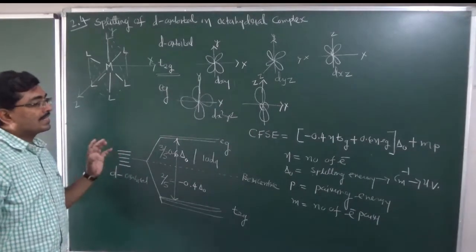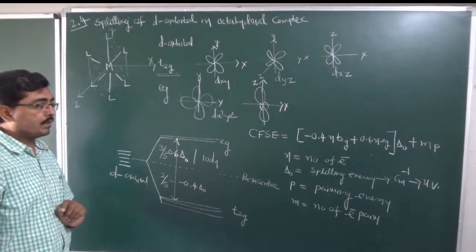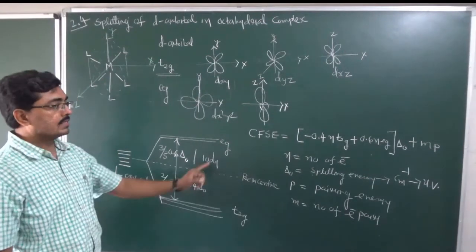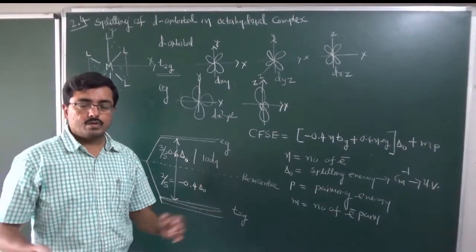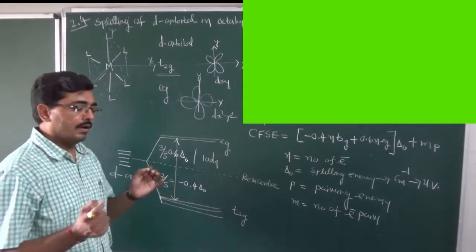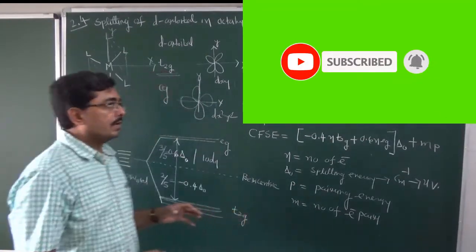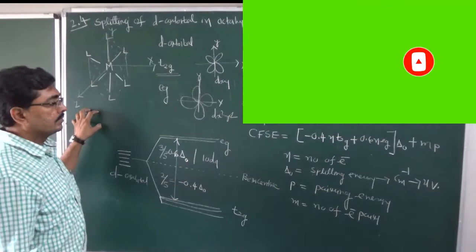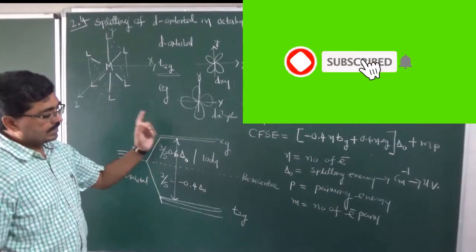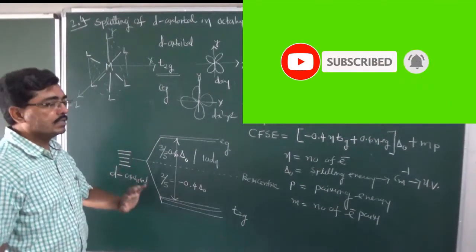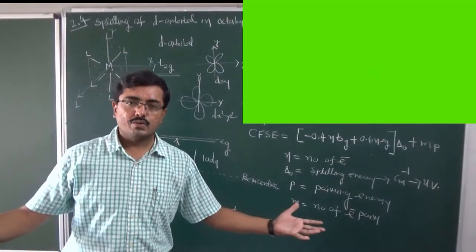In the next lecture, we will understand how to calculate CFSE for high spin and low spin complex compounds. For today's lecture we will stop here. Today we have understood that in complex compounds, particularly octahedral complex compounds, the splitting of d orbitals occurs in this way: Eg energy increases, T2g energy decreases. Why? We will discuss this in the next lecture. Okay, see you in the next lecture.